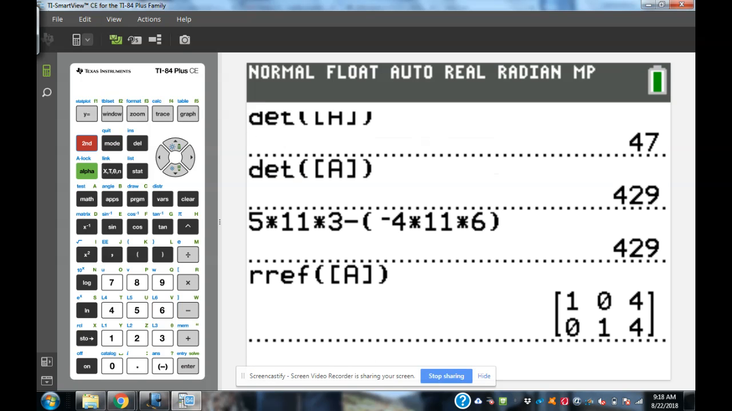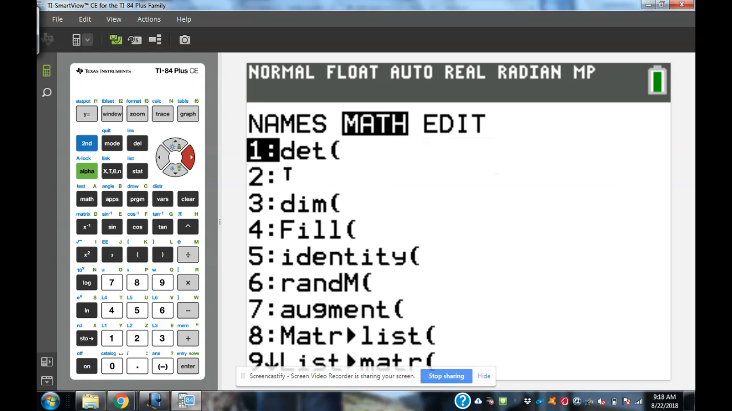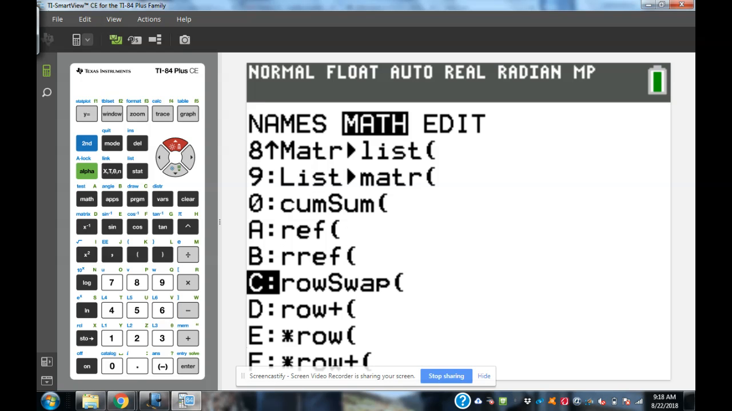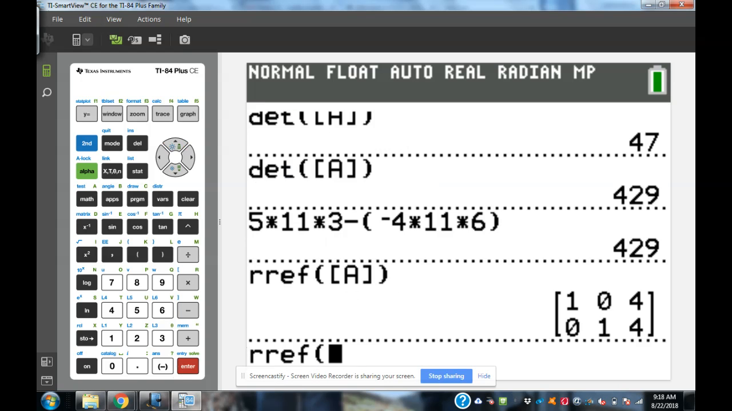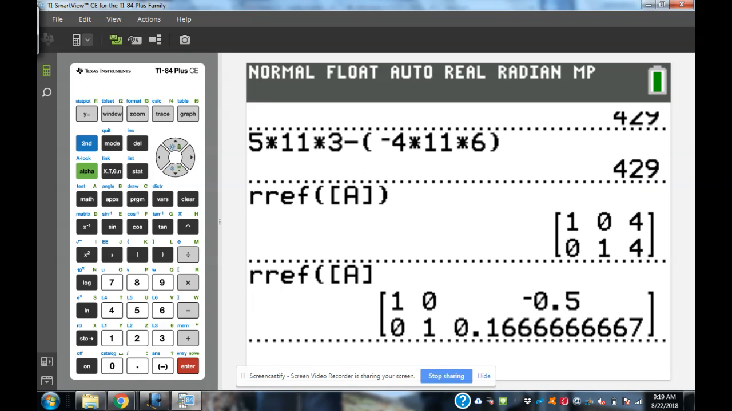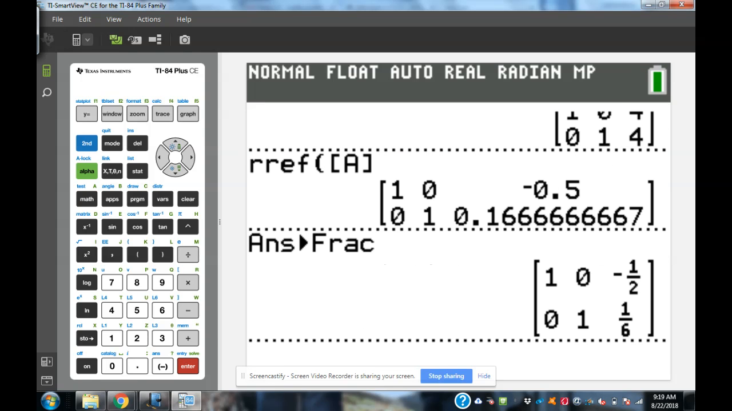Quit. Second matrix. Go over to math. Find RREF. It's down at the bottom. Tell it what matrix to use that on. I put it in A. Crank it out. Oh, it gave me decimals. Mr. Isbell doesn't like decimals. How do we change something from decimals to fractions in the calculator? Math, enter, enter. Bam.